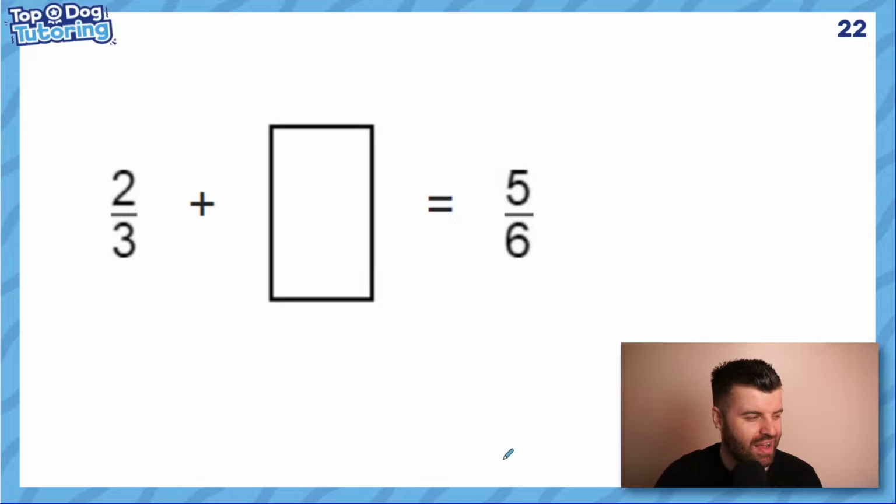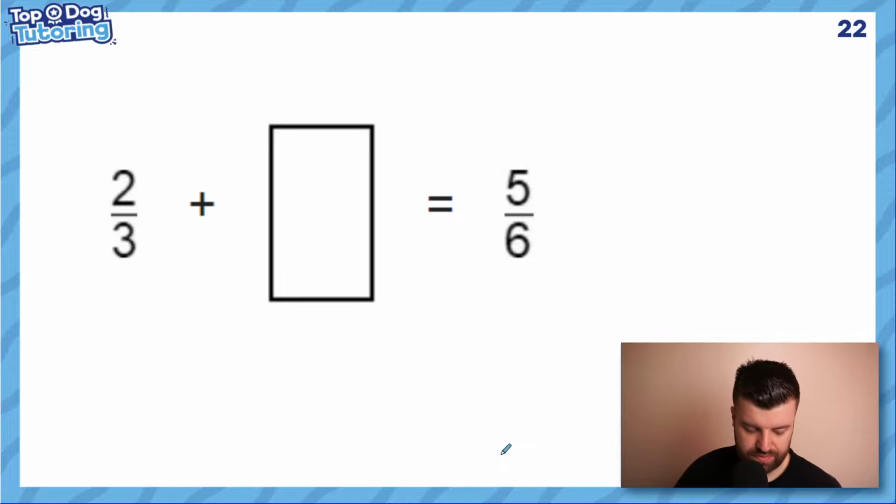Oh, doesn't this look like one of the most simple questions we've looked at so far? What did I just say when we are working with fractions and we're adding or subtracting them? What do we need to make sure is the same? That's your only hint. Pause the video, have a go. I'll tell you how to do it afterwards. What goes in that gap?